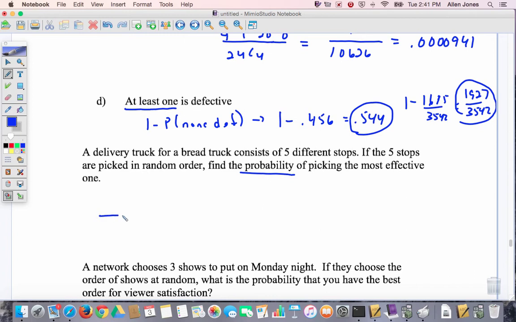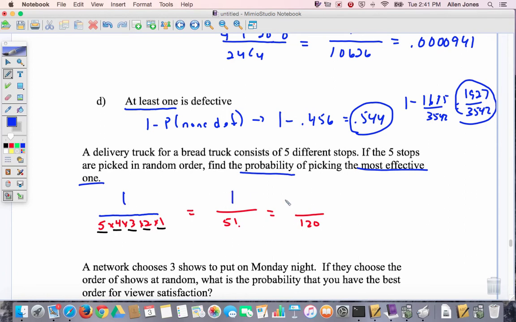Delivery route for a bread truck consists of 5 different stops. If the 5 stops are picked in random order, find the probability of picking the most effective one. Noting again, we're finding probability, so I'm going to start with my fraction bar. I have 5 different stops to make here in my denominator. As I make those stops, it doesn't matter what order, for my first stop I have 5 to choose from, then 4, 3, 2, 1. Make any one of those 5 stops first, followed by second, third, fourth, and fifth. So my denominator is the same thing as 5 factorial, or 120. There's 120 different ways to make this delivery route.